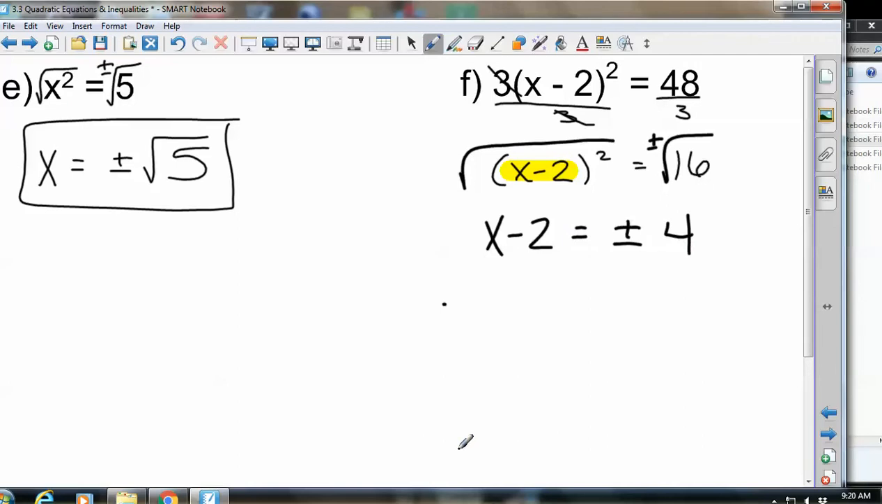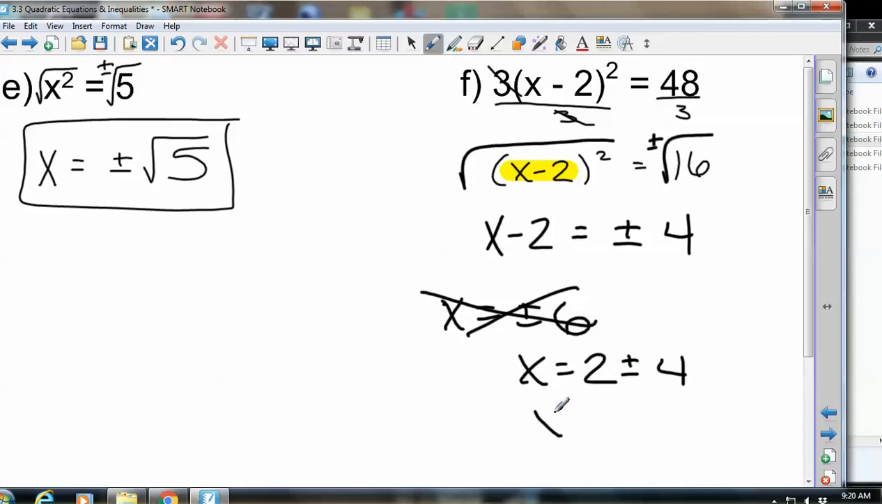You want to be very, very careful here. What I see a lot is people add over their 2 and they say, okay, x is plus or minus 6. And that's wrong. What this means, if you were to add your 2 over, you have 2 plus or minus 4. So 2 plus 4 is 6. But 2 minus 4 is negative 2.